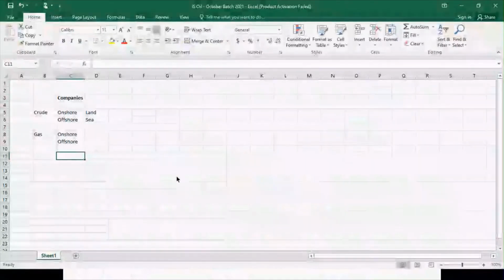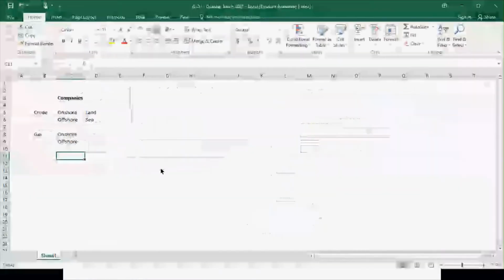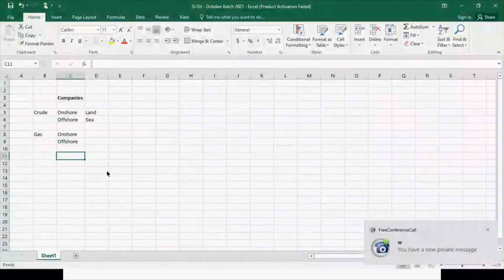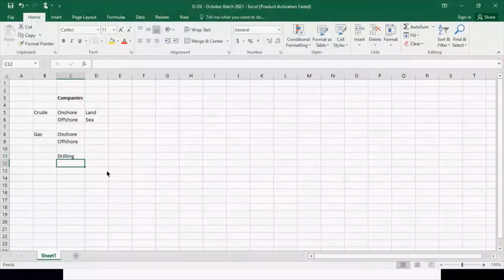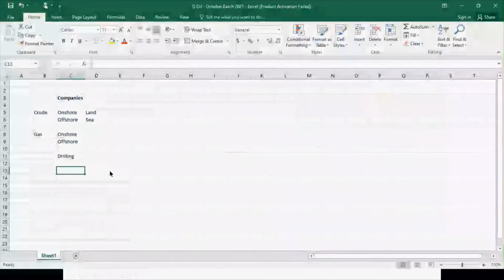Similarly, when we talk about exploration, design and construction, production, I think you might have heard about some companies, right? Halliburton, correct? You know about them, right? Drilling companies. We call them drilling companies. Aware of it? Drilling companies, we know, but not the specific names.